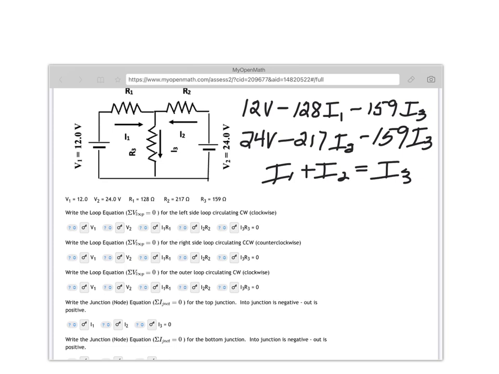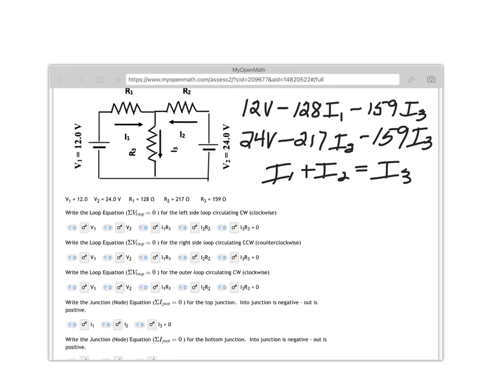The algebra would not be quick, but just to give you an idea, I would take I1 plus I2 and substitute it in here for I3, use the distributive law, and come up with 2 equations with 2 unknowns, just I1 and I2, and then I would use methods of algebra to solve that. You can go to the longer video if you want more help with this.